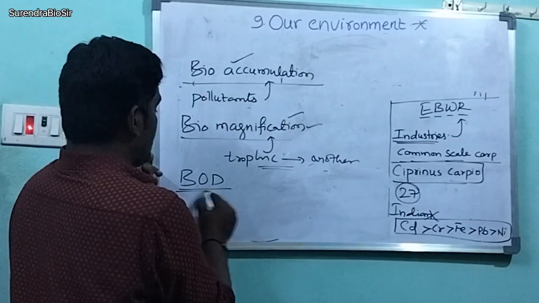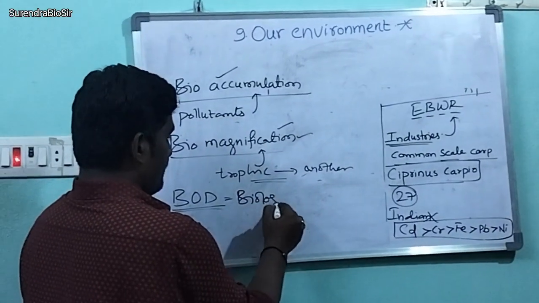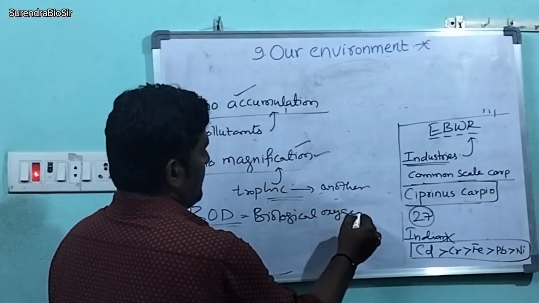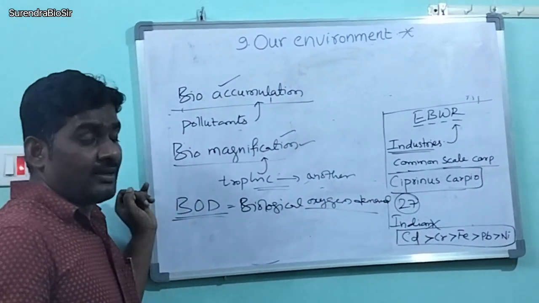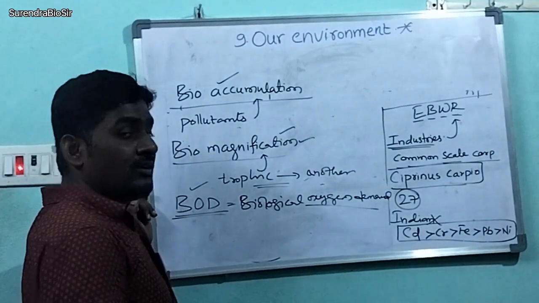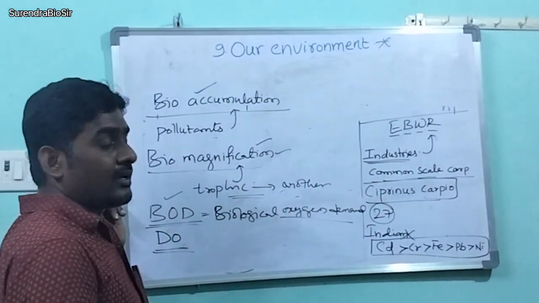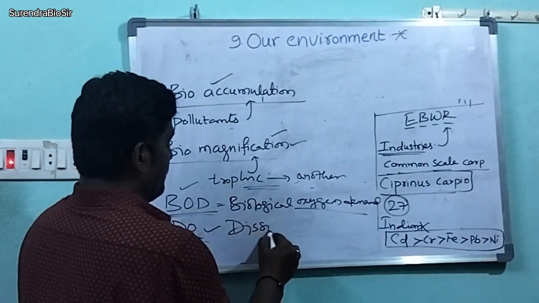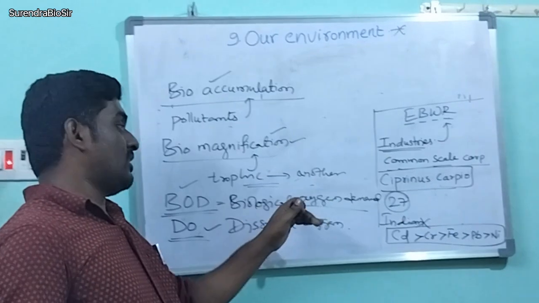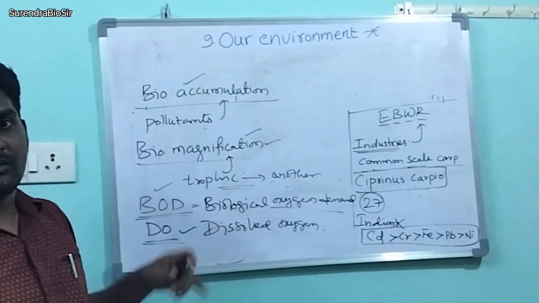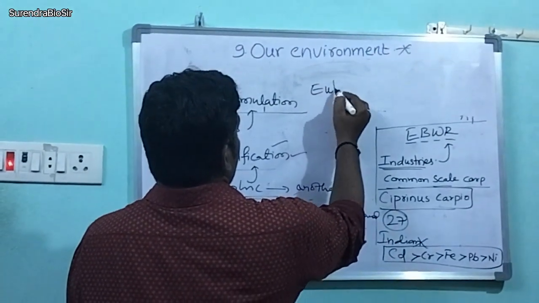And one more, two terms are there, BOD. Because of all these, what will happen? Biological oxygen demand. BOD means the amount of oxygen that should be there in the water for the organisms to survive, called BOD, biological oxygen demand. Next, DO. What is DO? Dissolved oxygen in water is called DO, dissolved oxygen. So, dissolved oxygen and biological oxygen demand. Eutrophication, one more there. What do you mean by eutrophication?